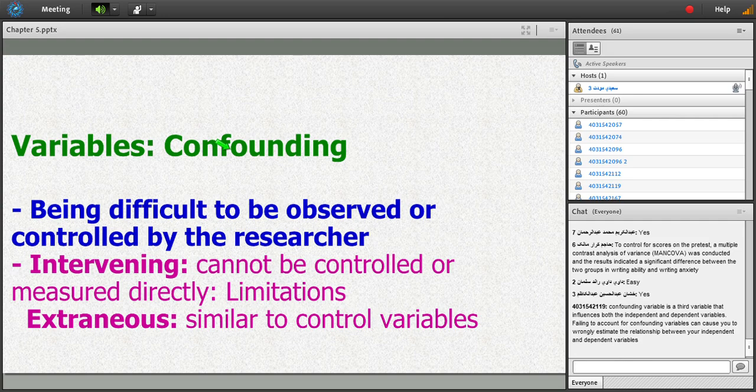Okay, this is which is there but can be observed and can be controlled. So confounding variable is a third variable that influences both the dependent and independent. That's right. So if we want our study to be valid, we need to control it. We need to consider and control as many confounding variables as possible. This is what we need to do.